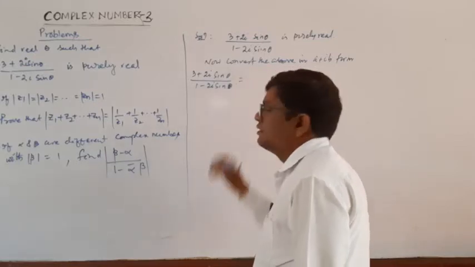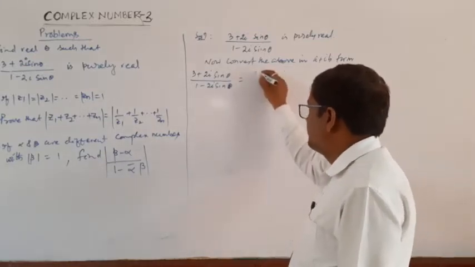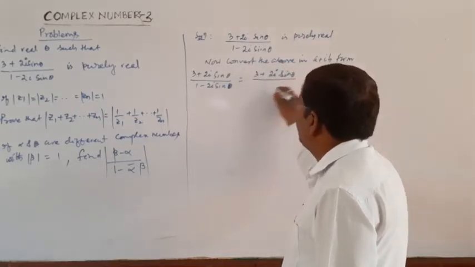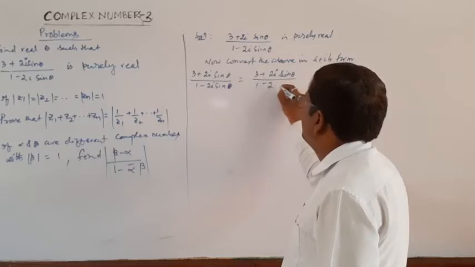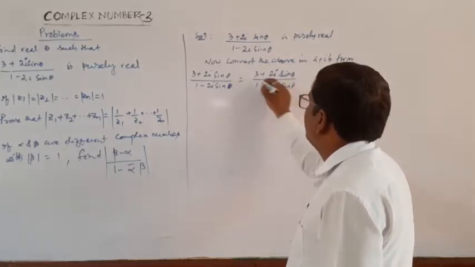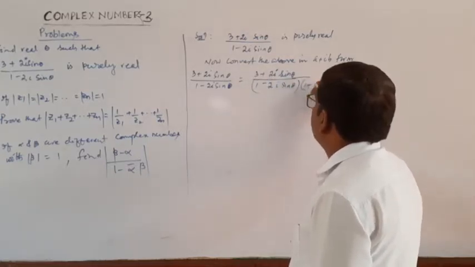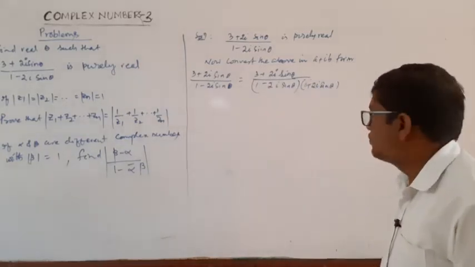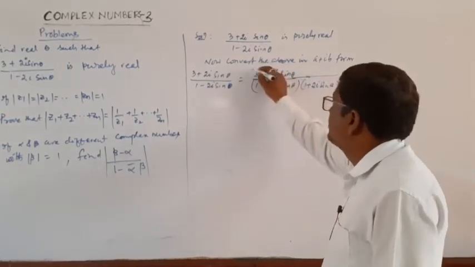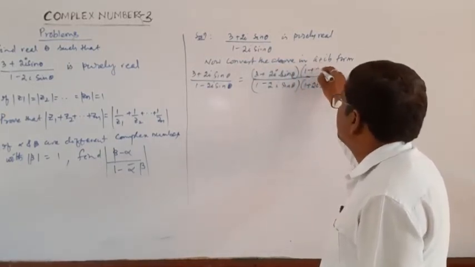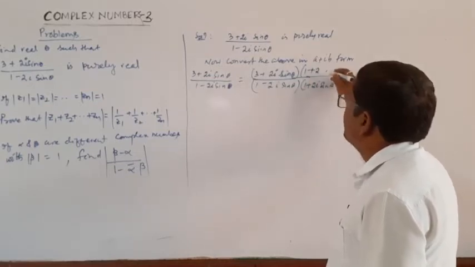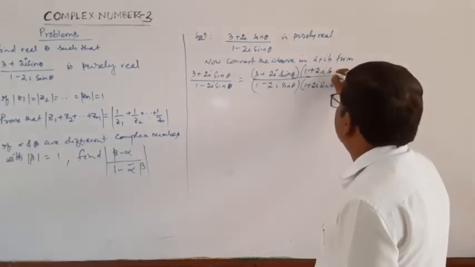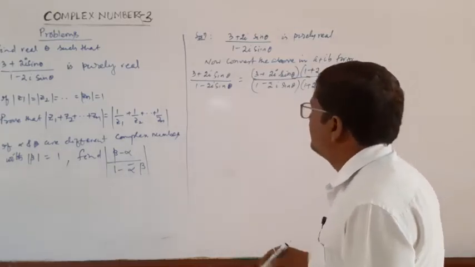Now rationalize it. So (3 + 2i sin θ) divided by (1 − 2i sin θ), into (1 + 2i sin θ) over (1 + 2i sin θ). So this into 1 plus 2i sin θ. Now multiply this.